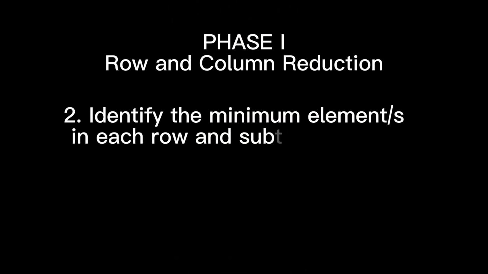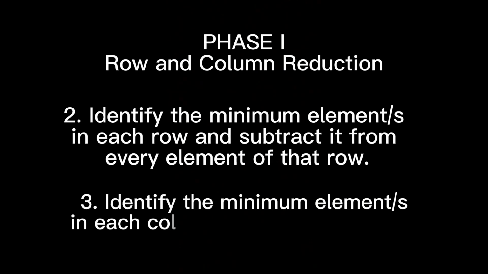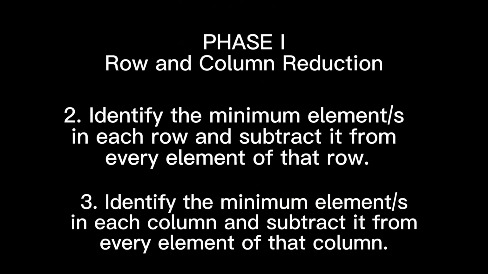Step 2. Identify the minimum element or elements in each row and subtract it from every element of that row. Step 3. Identify the minimum element or elements in each column and subtract it from every element of that column. Phase 2. The optimization of the problem.